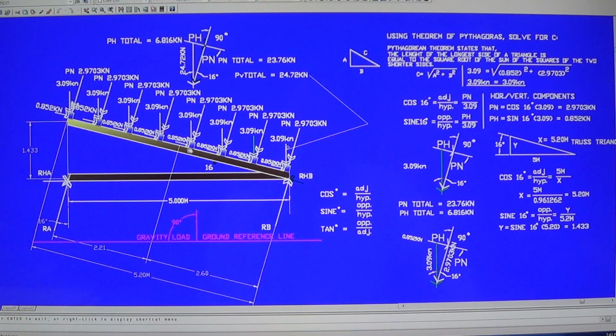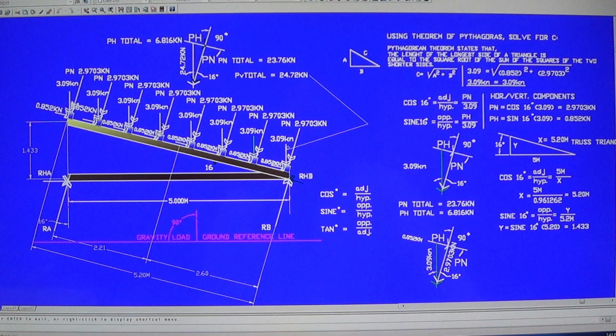Since this is an inclined surface, the rafter or the top chord, this applied load is considered to be an inclined load. Any inclined load should be resolved into two components, one horizontal, the pH, and one vertical. First we're going to calculate the magnitude of all these loads. So 3.09 times 8, there are 8 of them, and the magnitude of that load is 24.72 kilonewton.